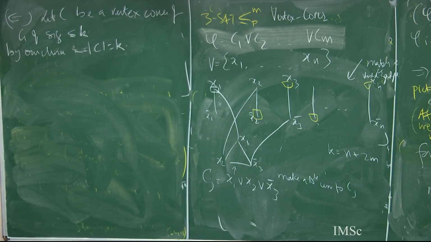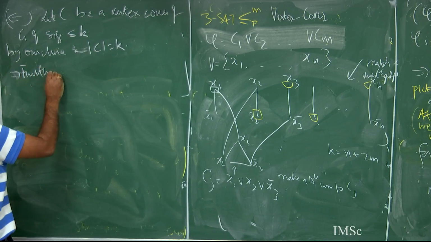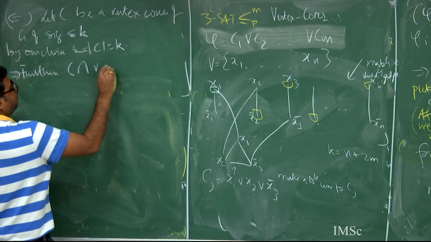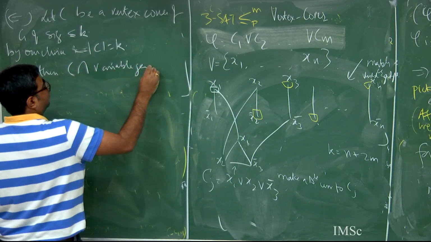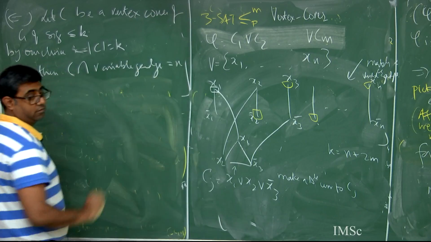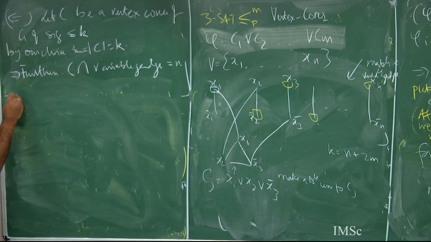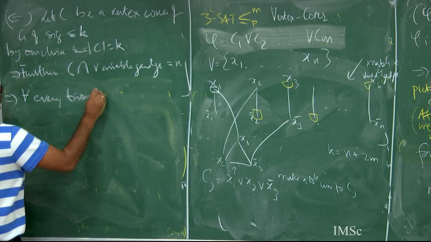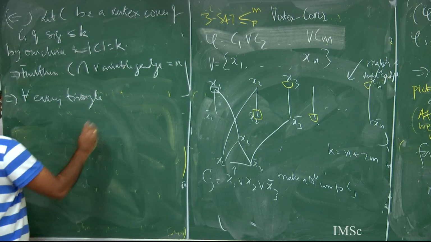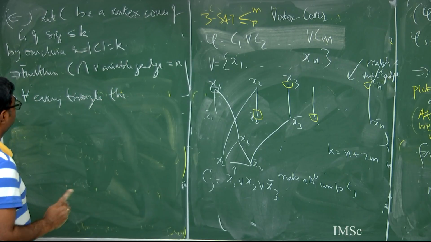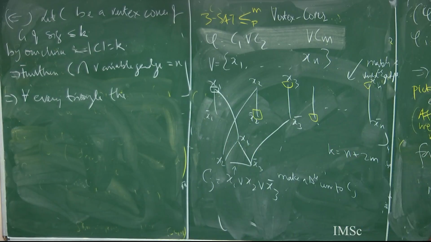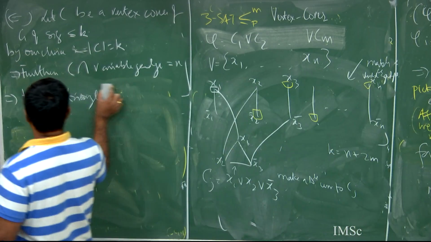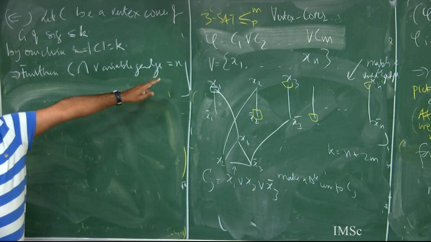Now what I want to say, okay, this implies, furthermore, C intersection variable gadgets is equal to n, which implies for every triangle there is a vertex. Okay, I don't have to do anything at this point of time. Let's go back. Furthermore, C intersection variable gadget is equal to n.